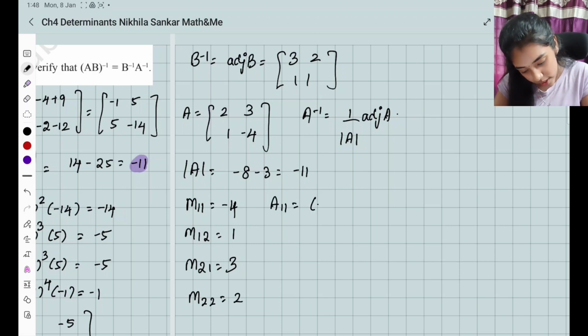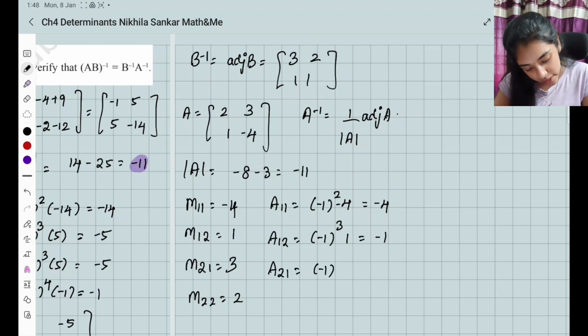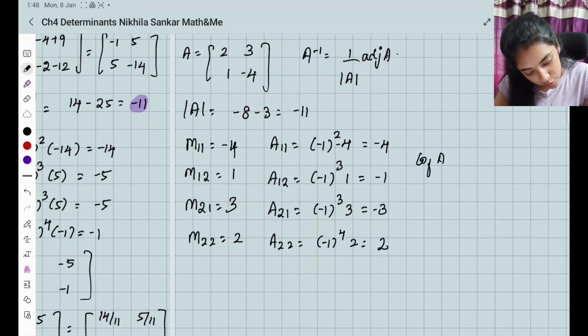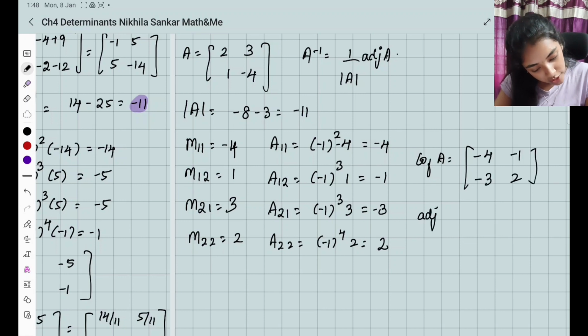Similarly, A11 is minus 1 to the power 2 into minus 4, which is minus 4. A12 equals minus 1 to the power 3 times 1, which is minus 1. A21 equals minus 1 to the power 3 times 3, which is minus 3. If you do this along with me, you can do it quickly. Solve as many questions as possible. A22 is minus 1 to the power 4 times 2, which is going to be 2. Now what will the cofactor matrix look like? The cofactor of A is going to be minus 4, minus 1, minus 3, 2. So how will the adjoint of A look?